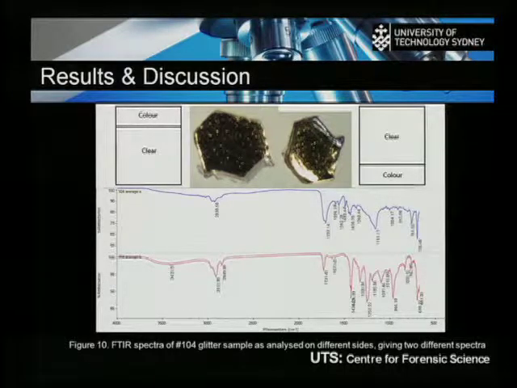This is an example of FTIR, where we had two different types of polymers between the top or outer surface and the inner surface. So again, it can be very interesting to remind people to do the analysis for both sides of the glitter particles.